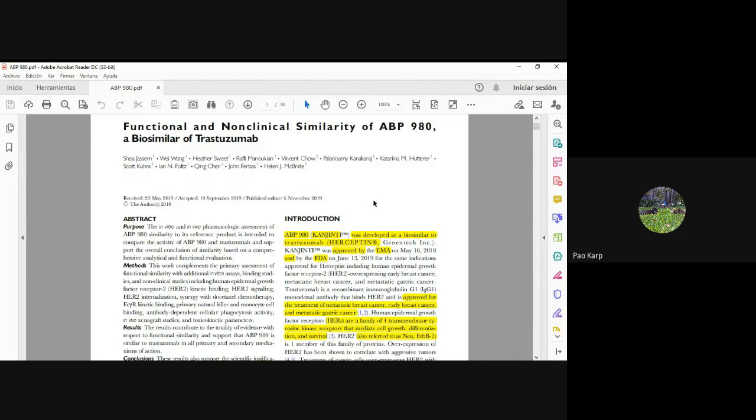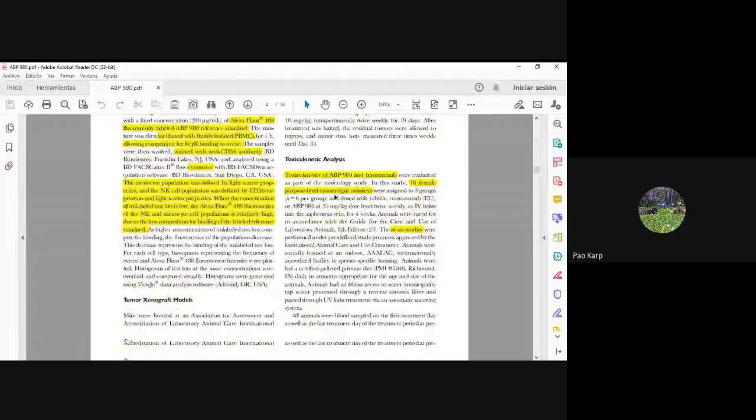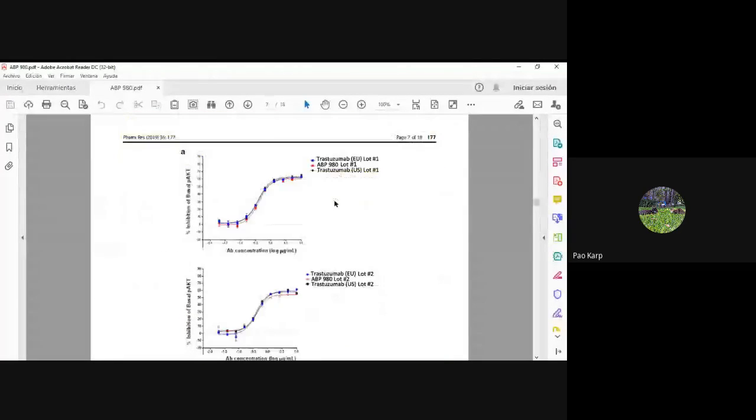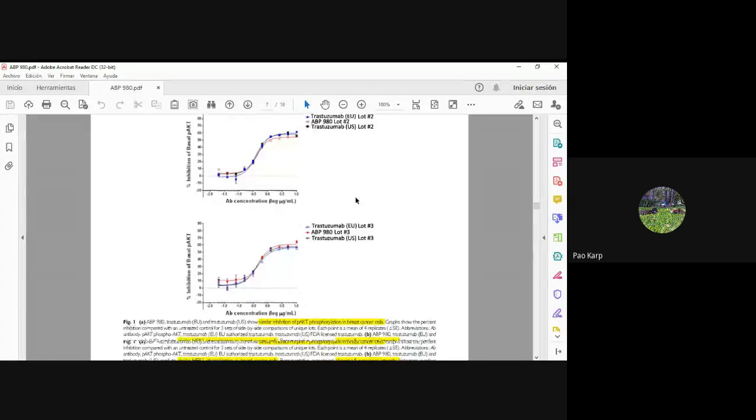Functional and non-clinical similarity of ABP 980, a biosimilar of trastuzumab, which is a therapeutic antibody targeting HER2. Well, phospho-AKT levels were determined using a sandwich immunoassay kit with immunoglobulin G1 isotype control. ABP 980 inhibits basal levels of pAKT, and the overlapping three dose response curves support that ABP 980 has similar activity compared with trastuzumab inhibition of the downstream signaling mediated by HER2 in the three lots that were tested.